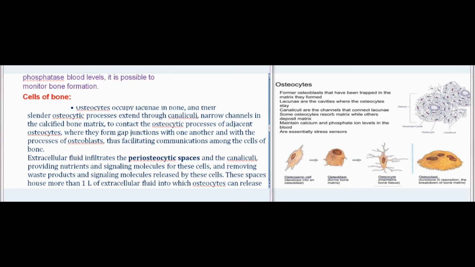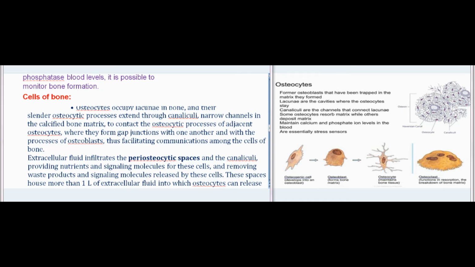Cells of bone, osteocytes, occupy lacunae in bone, and their slender osteocytic processes extend through canaliculi, narrow channels in the calcified bone matrix, to contact the osteocytic processes of adjacent osteocytes, where they form gap junctions with one another and with the processes of osteoblasts, thus facilitating communications among the cells of bone.